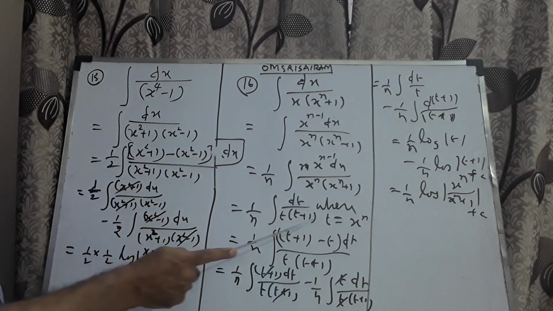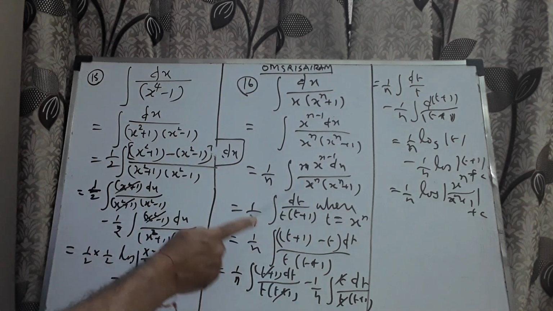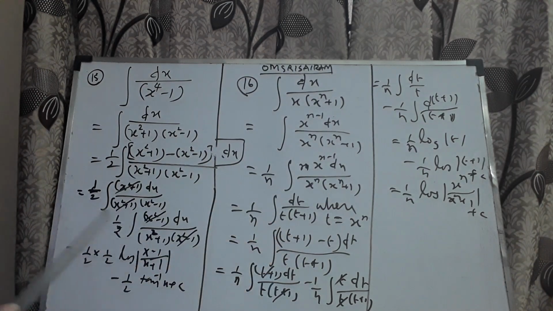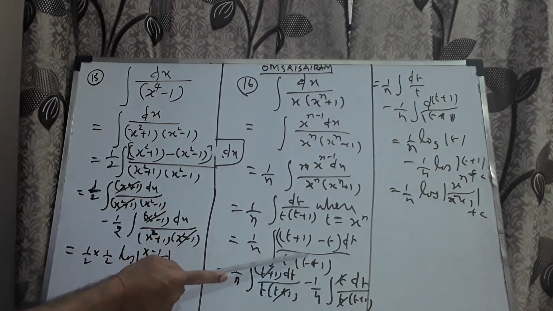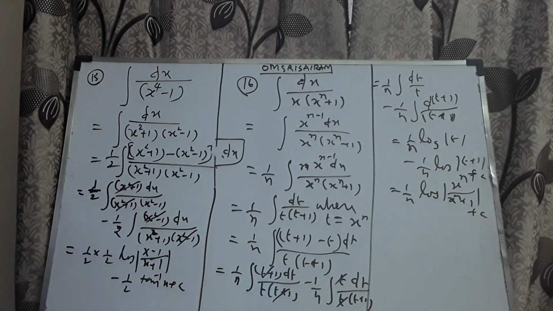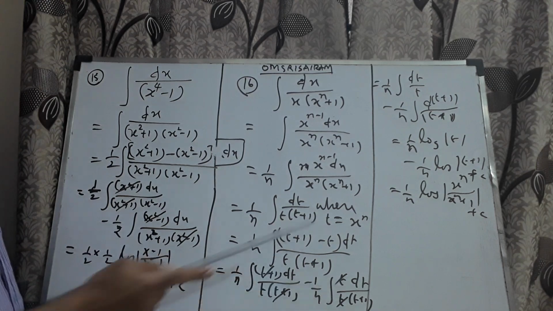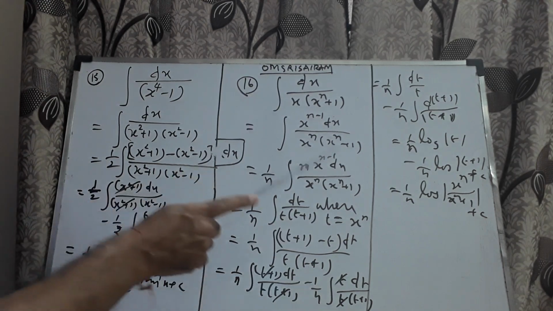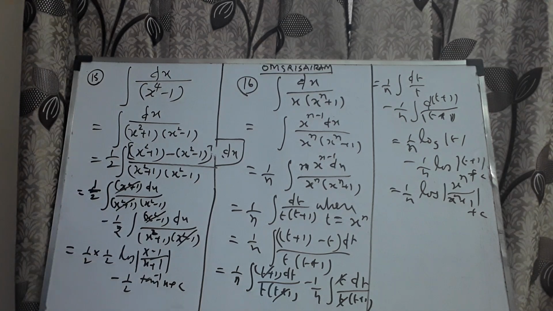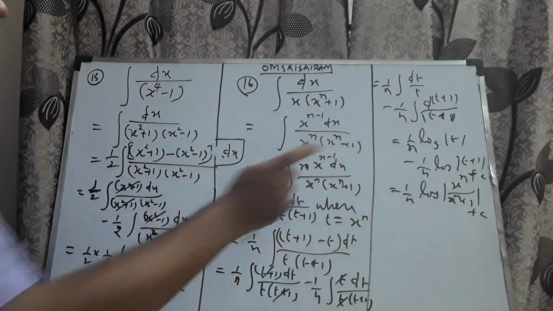This can be written as dt by t into t plus 1, where t is x power n and dt is n x power n minus 1 dx. Now write the numerator as t plus 1 minus t and make it two integrals. Here t plus 1 gets cancelled, here t gets cancelled. Finally it gets reduced to 1 by n log mod x power n by x power n plus 1, replacing t by x power n.